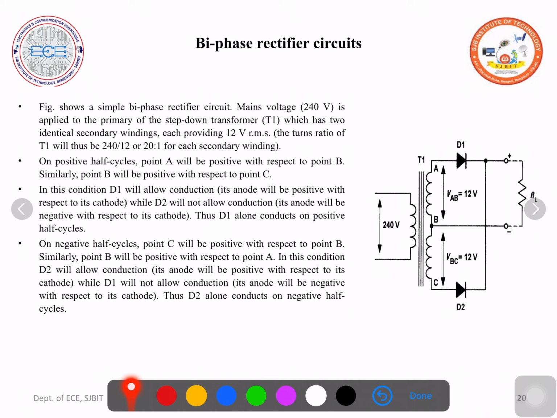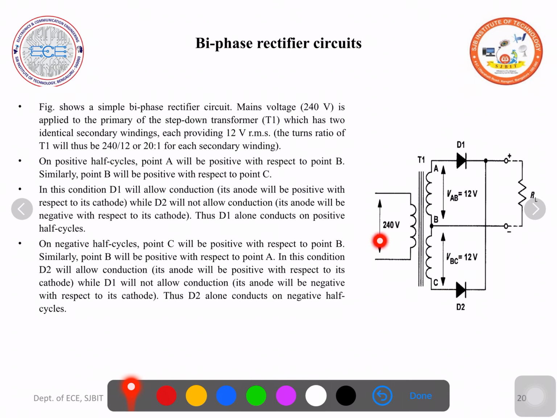Now the first type of full wave rectifiers, biphase rectifier circuits, popularly known as center tap full wave rectifiers. This is the circuit diagram of a biphase rectifier circuit. This is the primary winding. Here are the upper half of the secondary winding and the bottom half of the secondary winding.